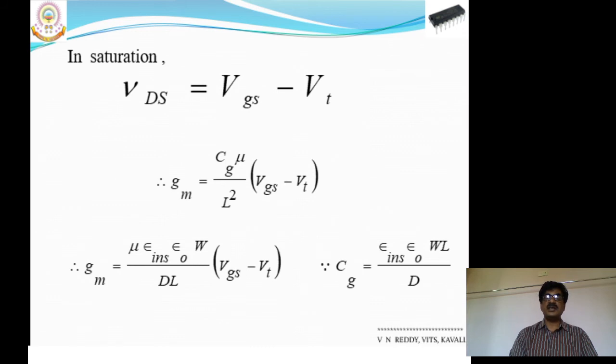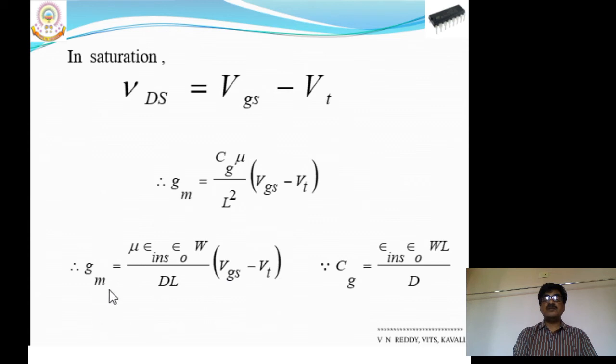In the saturation region, the gate capacitance Cg is epsilon A by D, that is the parallel plate capacitor formula. Epsilon means epsilon of insulator, epsilon naught. A is the area of the channel, that is the channel width into channel length, divided by the thickness of the oxide layer. If you substitute in the gm equation, it becomes mu epsilon of insulator epsilon naught W divided by DL into (VGS minus VT).